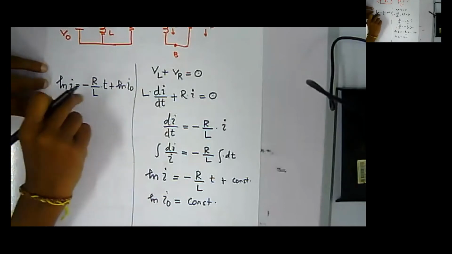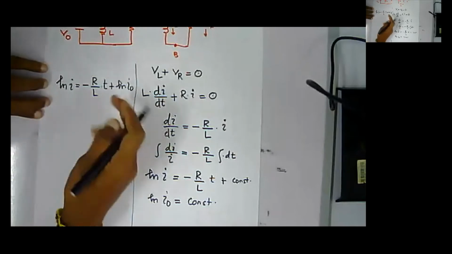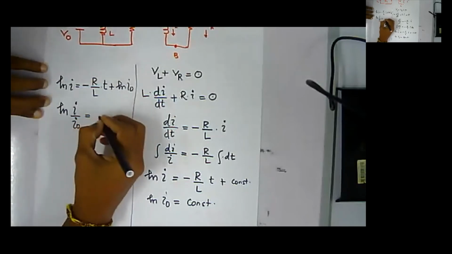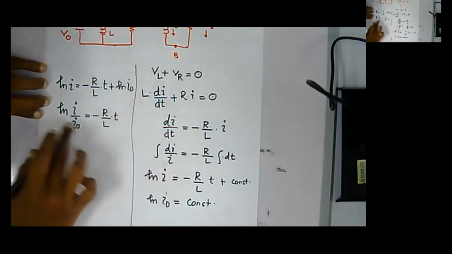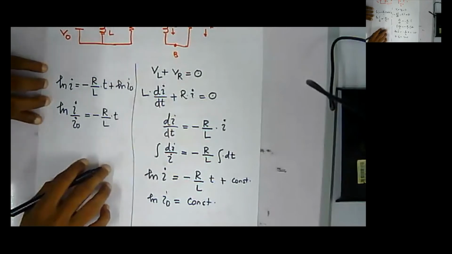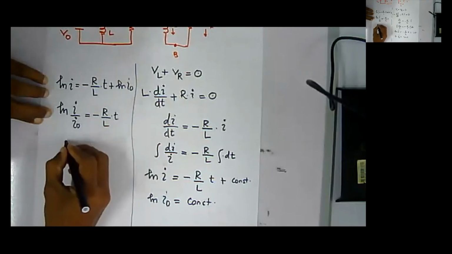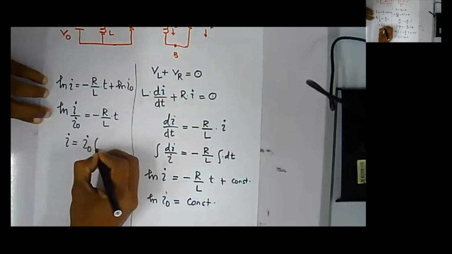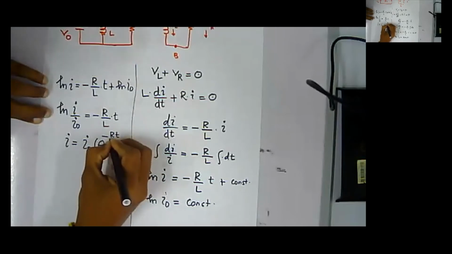Now I can bring this over: ln I minus ln I naught can be written as ln I over I naught, which equals minus R over L into t. Taking the exponential on both sides, I can write it as I equals I naught into e to the power minus Rt by L.